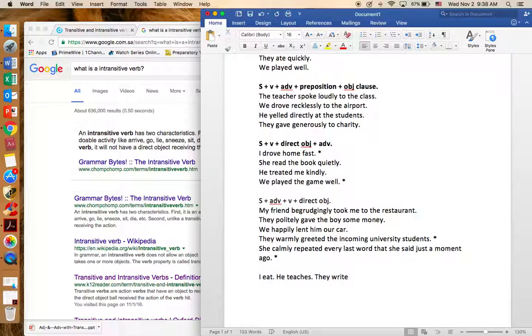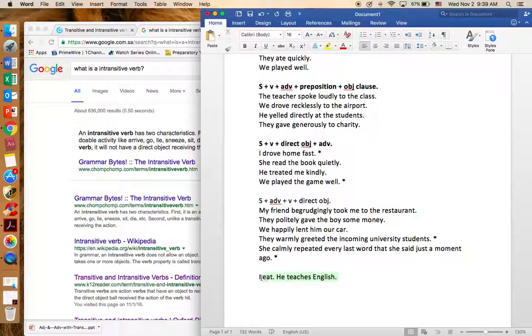It can also be a transitive verb. They write, say, they wrote a paper. There's our object, right? So a lot of verbs can be transitive and intransitive. So he teaches. Perhaps he teaches is always an intransitive verb, but sometimes it can act like a transitive verb in that it takes an object. He teaches English.